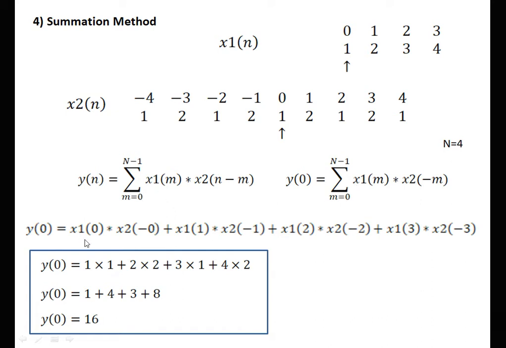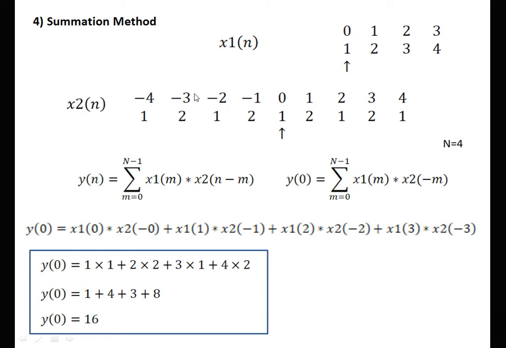So in this equation we require to put x1 of 0 into x2 of 0 plus x1 of 1 into x2 of minus 1 plus x1 of 2 into x2 of minus 2 and x1 of 3 into x2 of minus 3. Only here you don't put the 0 because this signal is periodic in nature. Therefore we require to pick up the values at the corresponding location and do the multiplication. By doing that we are getting the 16.